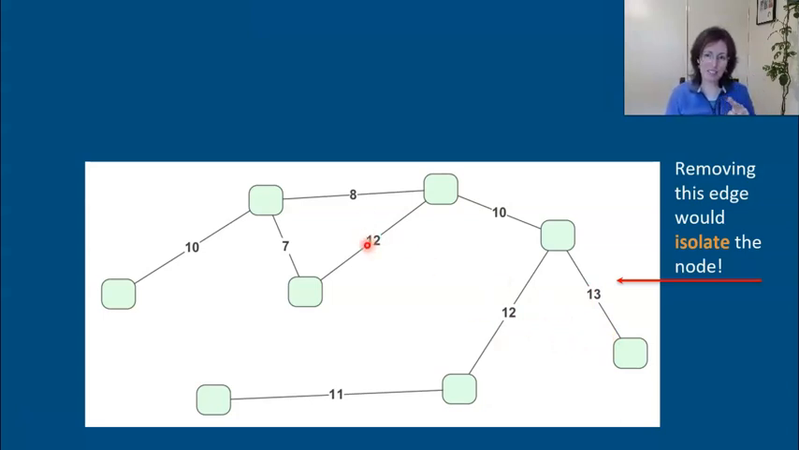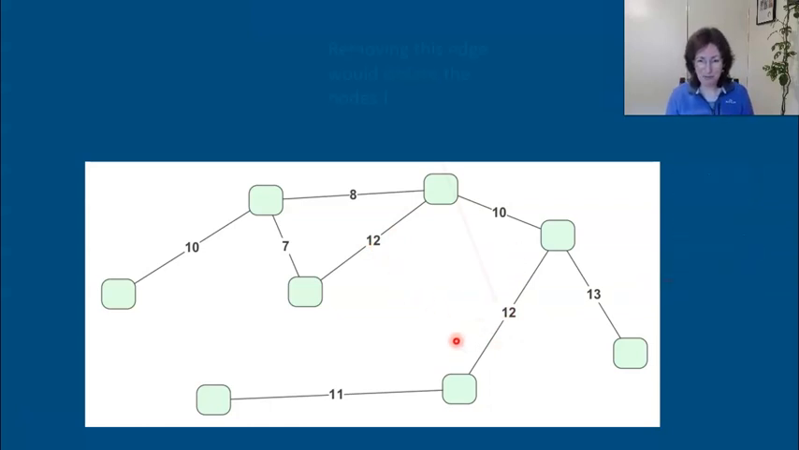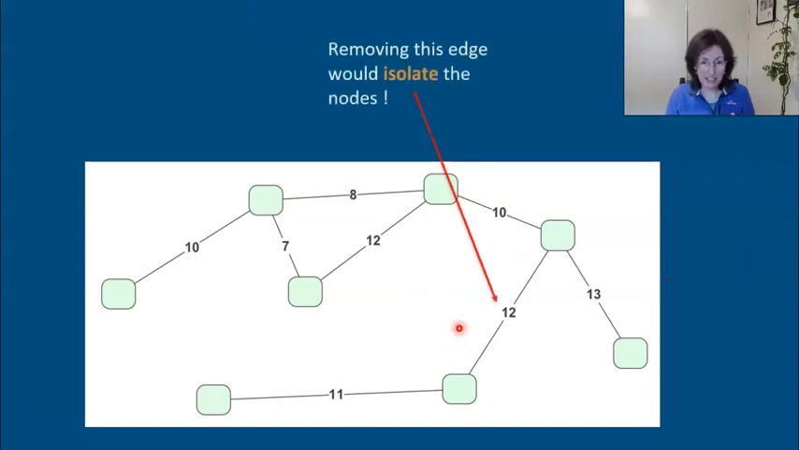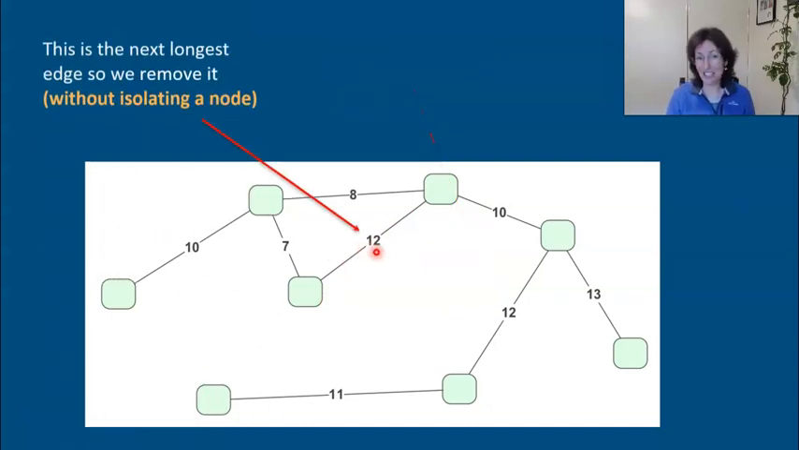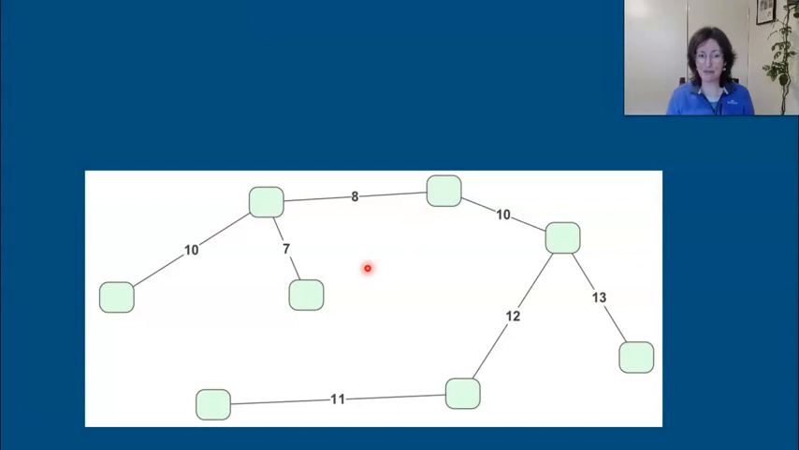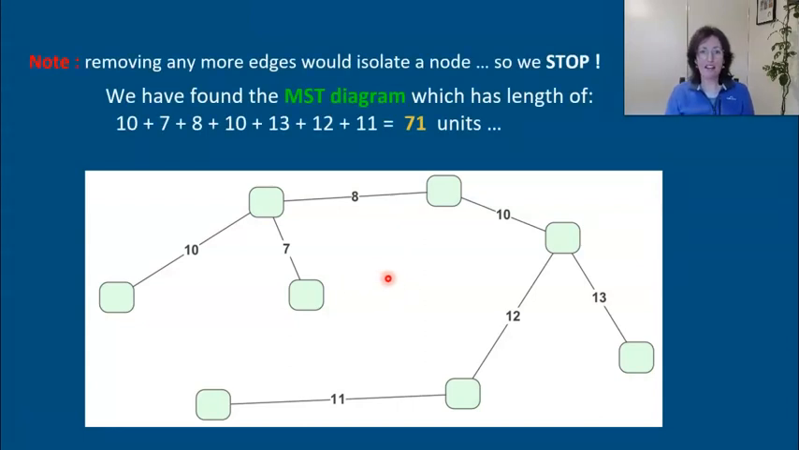We have 2 12s. Will removing either of them isolate a node? Yes, this one will. So we can't remove that 12. So go to the other 12. Could we remove this edge? Yes, we can. And so that's the one we would remove because that's the next longest one. So here's our diagram so far, our network. Can we remove anything else? After 12, the next biggest one is 11. Can't remove that. Can't remove the 10s. And so we stop. And so we have found our MST, our minimum spanning tree diagram.